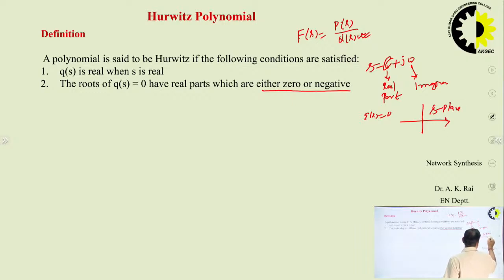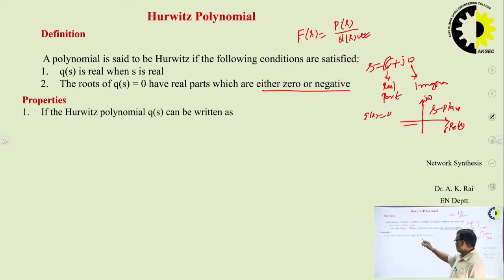Okay, this is your real S, that is your sigma, and this is your j omega. So roots with real part either 0 or negative will lie on this side. Okay. Then what are its properties?